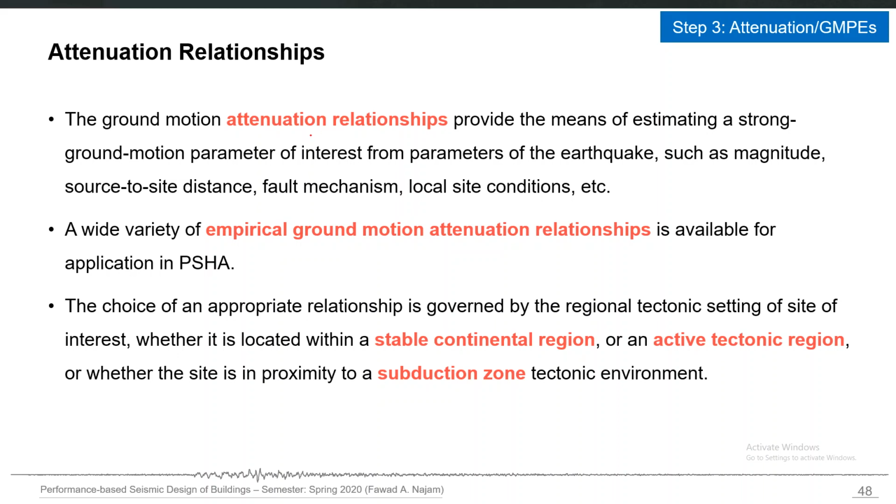So these attenuation relationships provide the means for estimating a strong ground motion parameter, for example PGA, from parameters of the earthquake, for example magnitude or source to site distance, faulting mechanism or local site conditions. So all of this information about the earthquake is used as an input in these relationships, and the output is the estimation of the ground motion parameter, for example the PGA value.